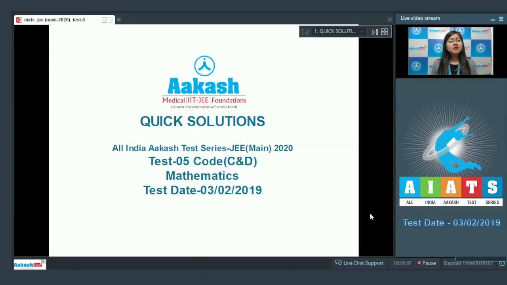Hello everyone. Today we will be discussing the quick solutions of All India Aakash Test Series, Test 5 Code C and D Mathematics, which was held on 3rd February 2019.